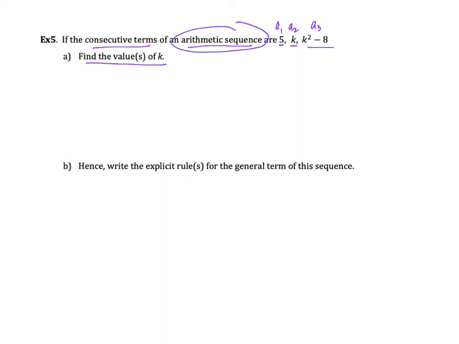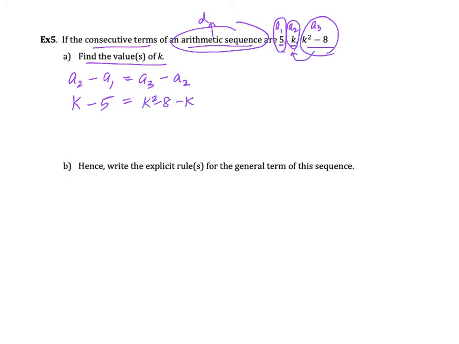Well, if it's an arithmetic sequence, hopefully you're saying to yourself, they must have a common difference. So if I take the second term and subtract the first term, it should equal the third term minus the second term. So if I take k and subtract 5, it should equal the third term, which is k squared minus 8, and subtract the second term, which is k. Well, you should be recognizing, I hope, we have a hint here that it's "possible values," and you see a quadratic here.